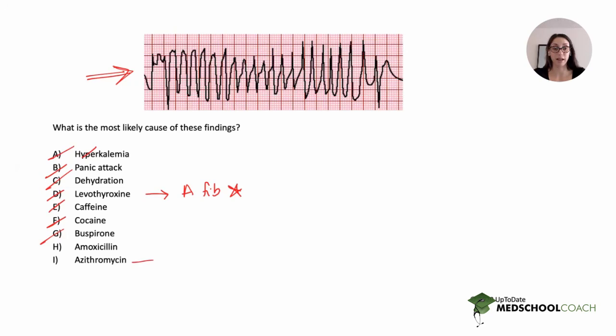Azithromycin is a macrolide and is the most likely culprit here, whereas amoxicillin is not one of the antibiotics that is associated with QT prolongation. So remember, macrolides and fluoroquinolones are your antibiotic classes that are associated with QT prolongation. So we can cross H out, and the correct answer is I, azithromycin. All right, so that wraps up our question of the week, and thanks so much for listening.